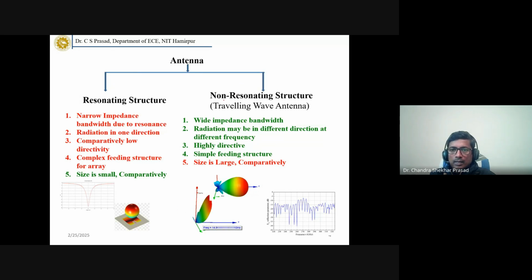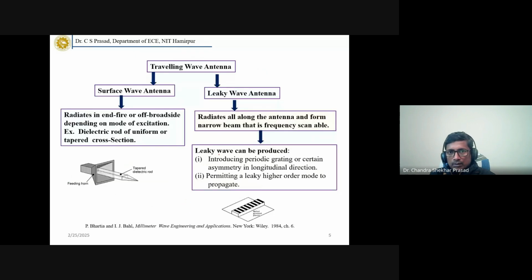If you come to non-resonating structures, since there is no resonance, the wave is basically traveling, so we have wide impedance bandwidth. Another advantage is that the radiation or beam direction may be in a different direction at a different frequency. Since the length is large, we have high directivity, and we have simple feeding structures. The disadvantage is the large size.